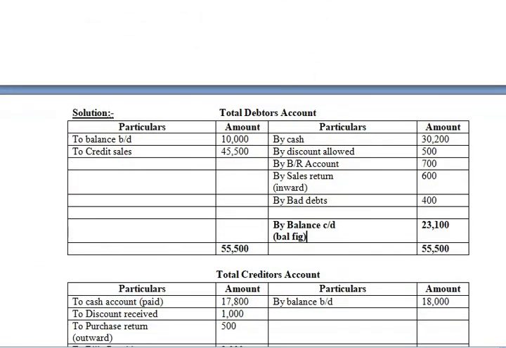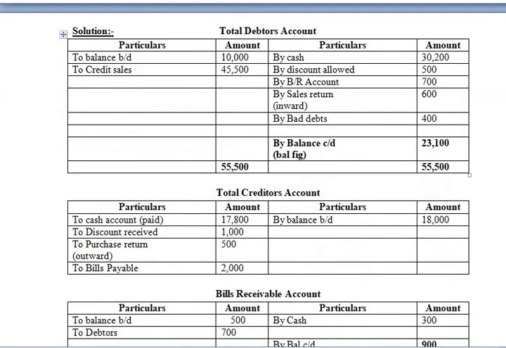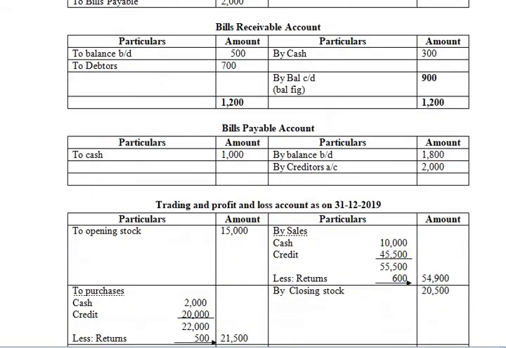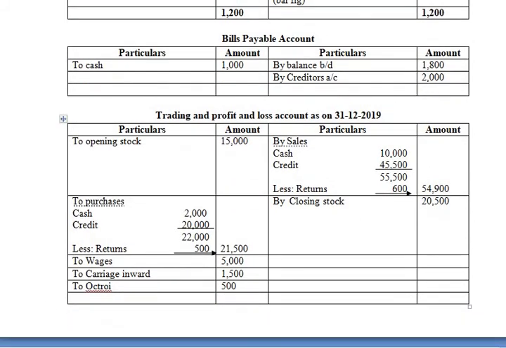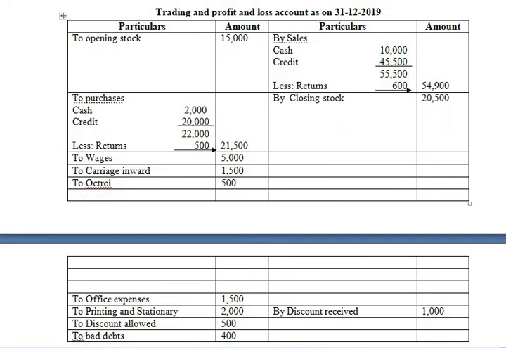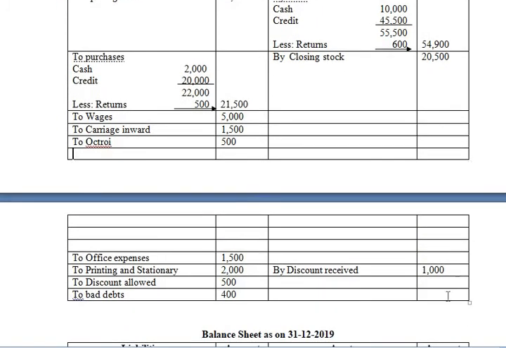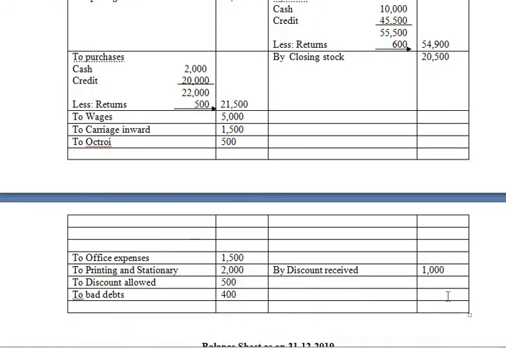And on what amount will you take? We will take it on debtors account, closing balance of debtors. On this amount, that is 23,100, you will be giving RDD. So where will you give RDD? One effect will be to the profit and loss account, another effect will be to the balance sheet. So in profit and loss account, to RDD. Okay, on what amount?